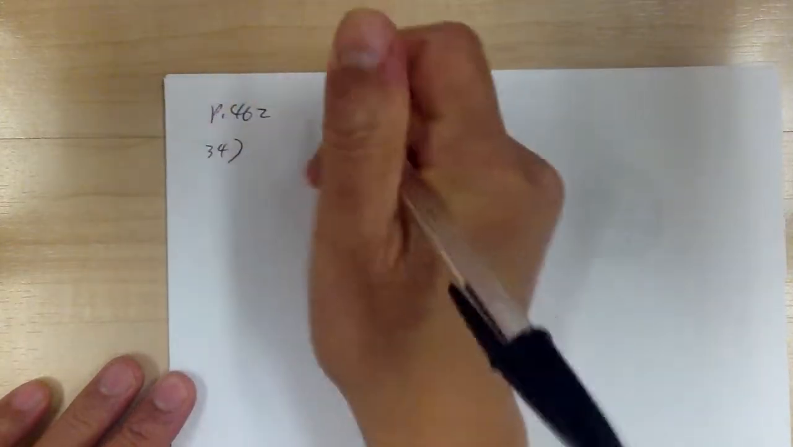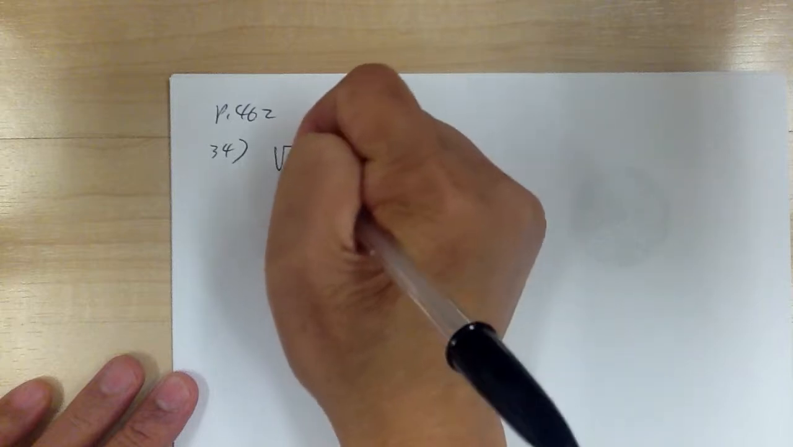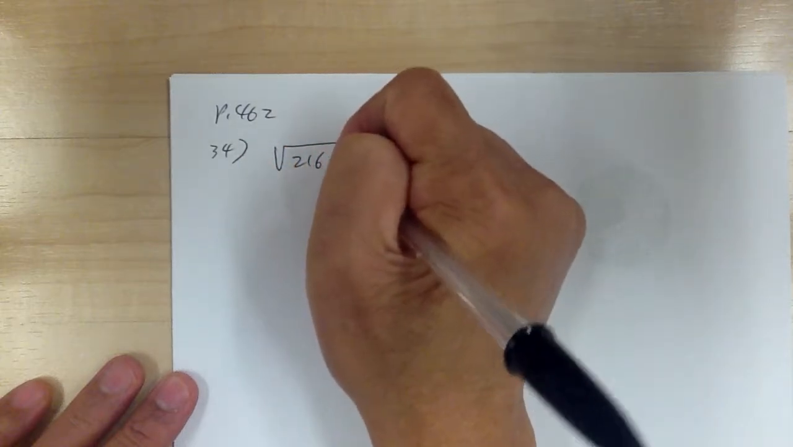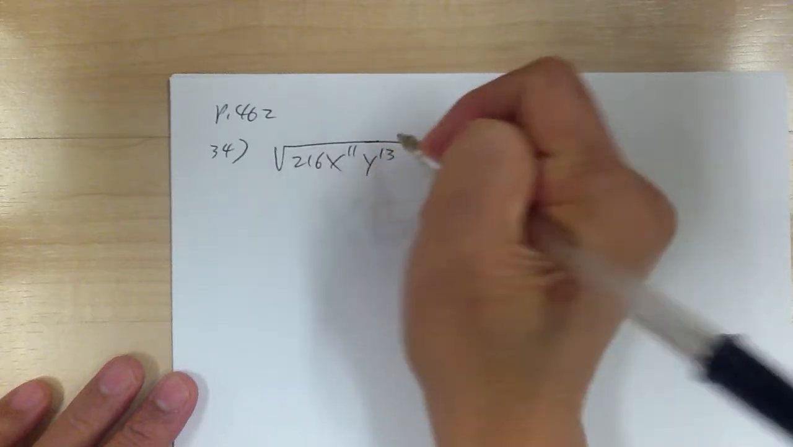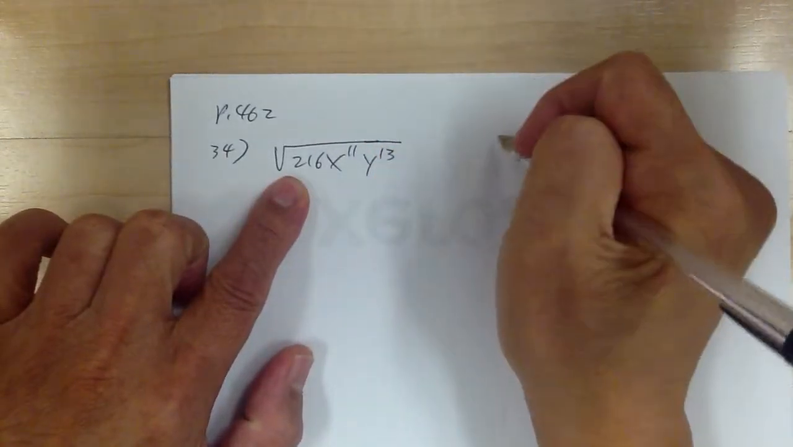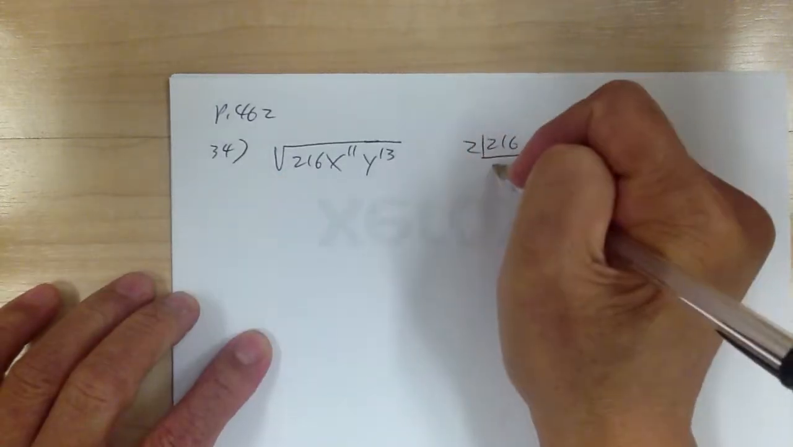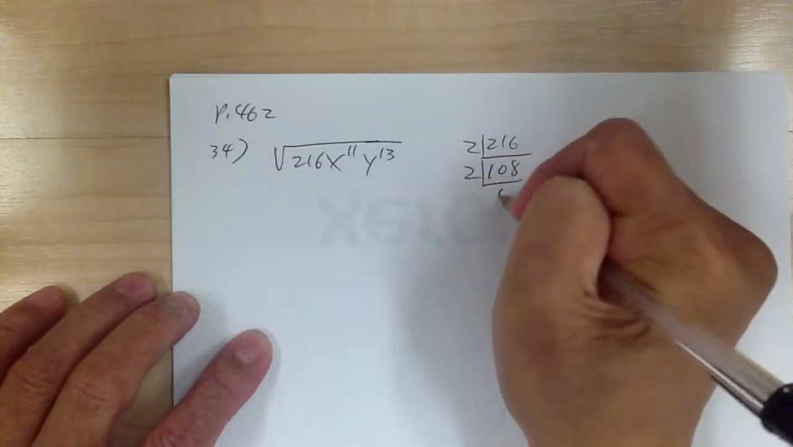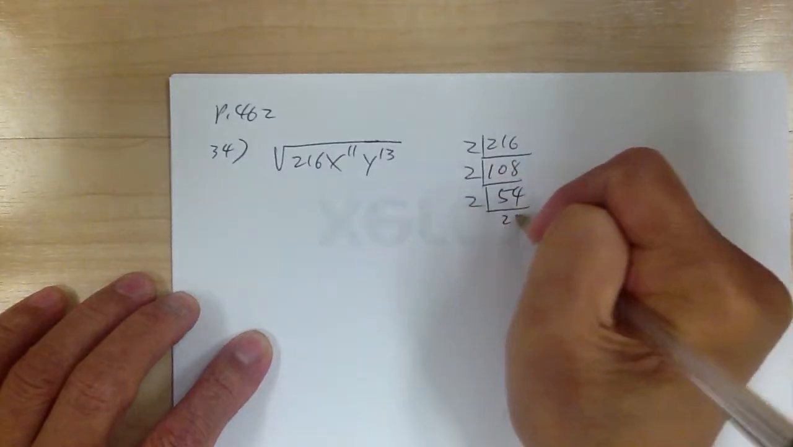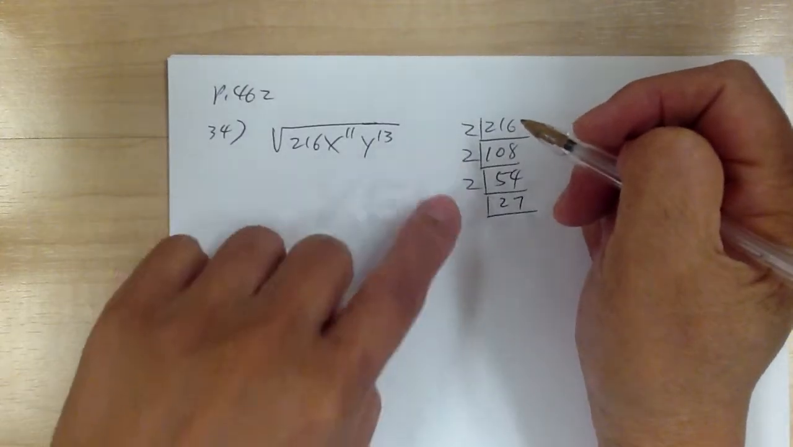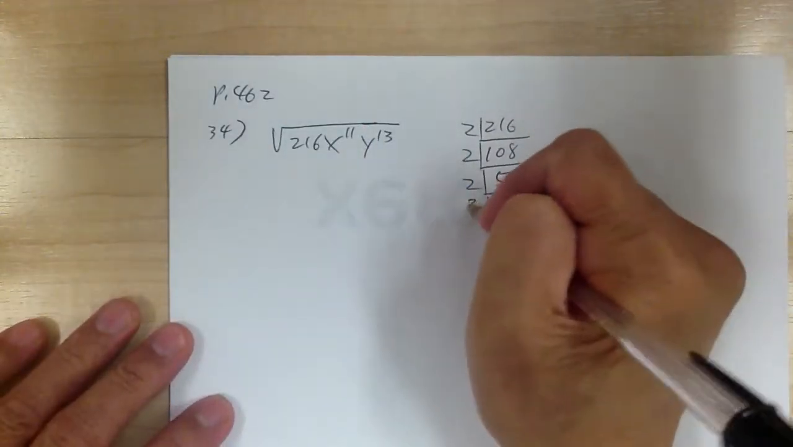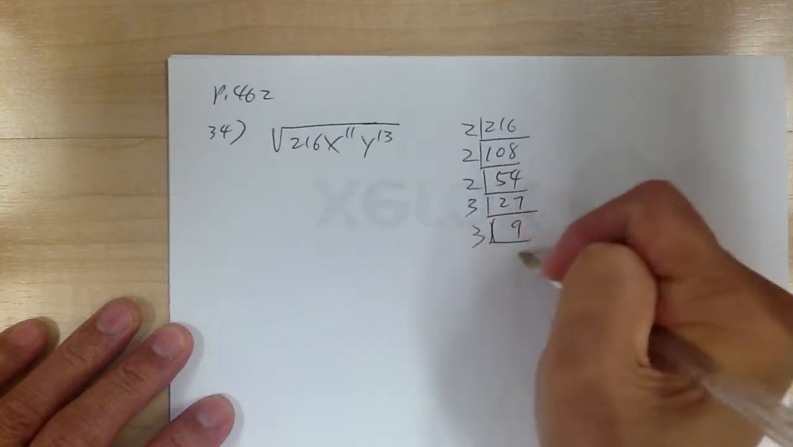Okay, let's go to number 34. You got square root of 216 x to the 11 y to the 13. So let's go and simplify the 216. Divide by 2, you get 108. Divide by 2, you get 54. Divide by 2, you get 27. So you want to do the prime numbers. Start with 2, then you go 3, then you go 5. So divide by 3, you get 9. Divide by 3, you get 3.